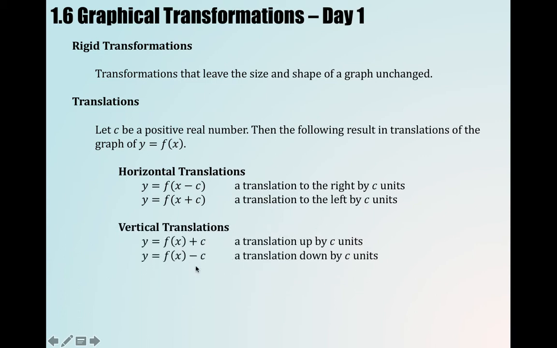A vertical translation, so see, I'm impacting y, right? After I take the entire function and I add something to it, this is different from impacting the input. With the horizontal one, I'm affecting the x value, that's why it's right and left. Here, I get my outcome of f of x and then I add c to it. So this is affecting y. So when you add c, that's going to move it up. When you subtract c, that's going to move it down.